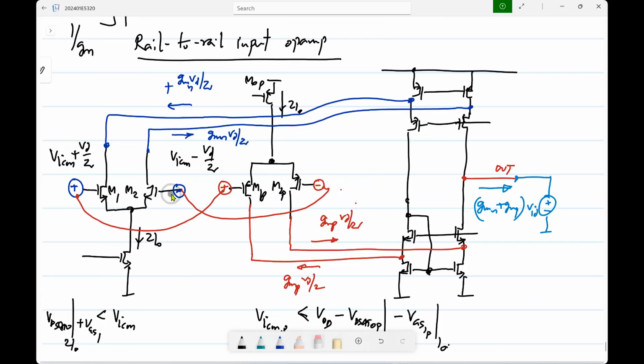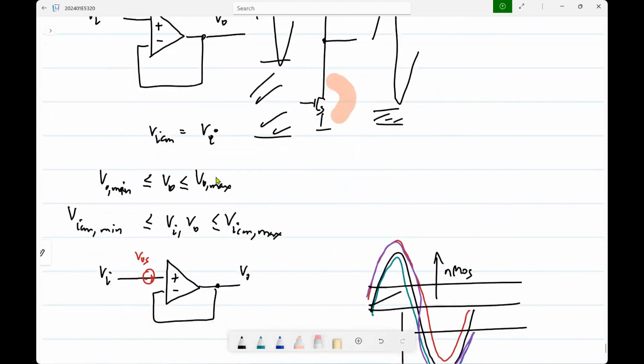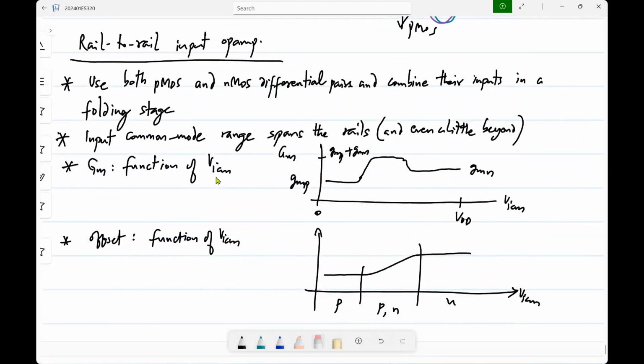Any questions about this? So once you have the circuit building blocks, you can keep making new circuits. Okay, so that's why it's also very important to understand the building blocks very well. Yes.